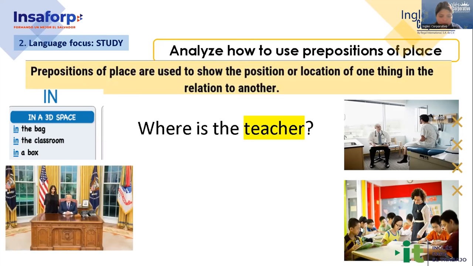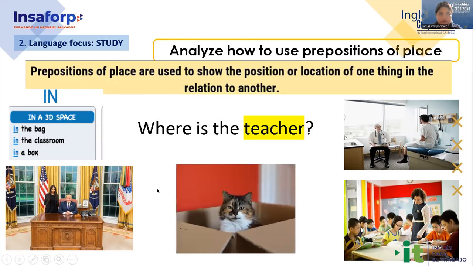How about this one? Where is he? He is in the office. He is in? In the office. How about the cat? It is in a box. In a box, right? So he's looking at you.